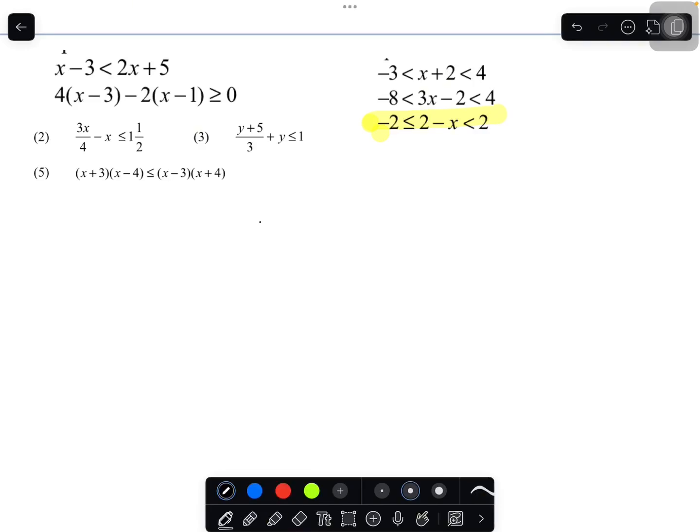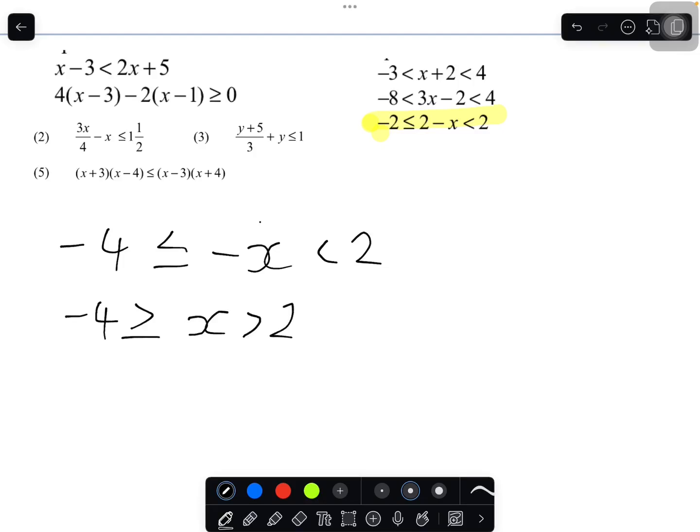Okay, so again we're going to now take this 2 onto both sides. From positive 2 it becomes a negative 2, so we're going to have negative 4 less than or equal to negative x, which is less than 2. We're going to multiply by the negative, and negative 4 will now be greater than or equal to x, and now x will then be greater than 2.